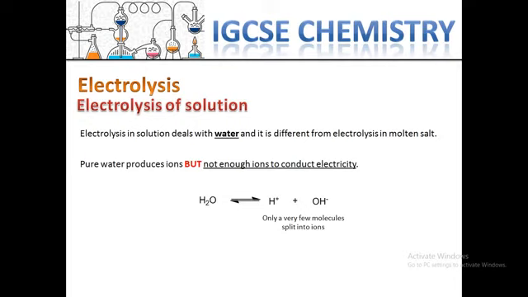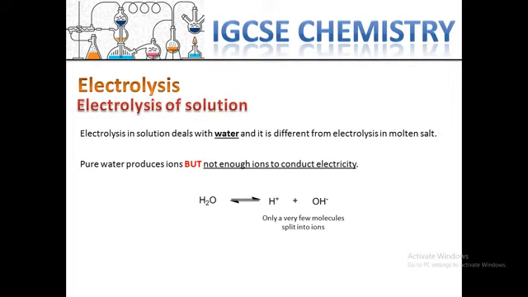It was molten salt. If you remember, we have to use heat to keep the chemical, which is usually a salt, molten, and it can easily separate into positive ions and negative ions. The positive ions we call cations, and the negative ions we call anions.